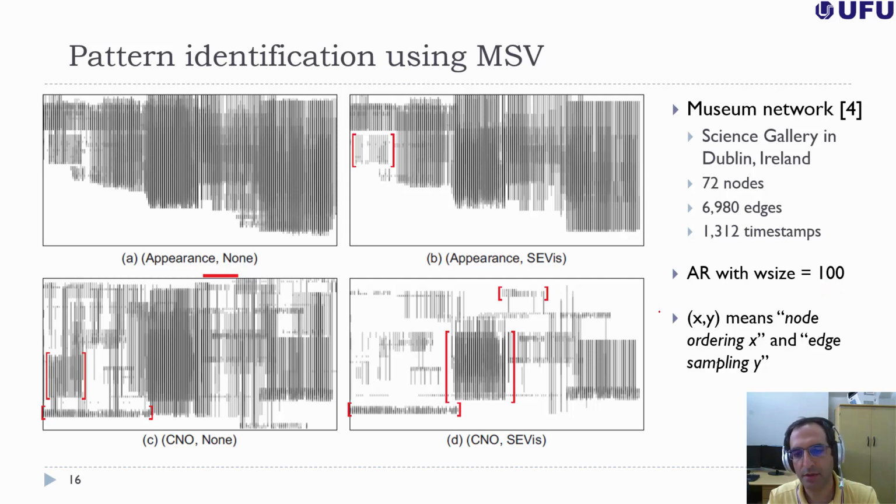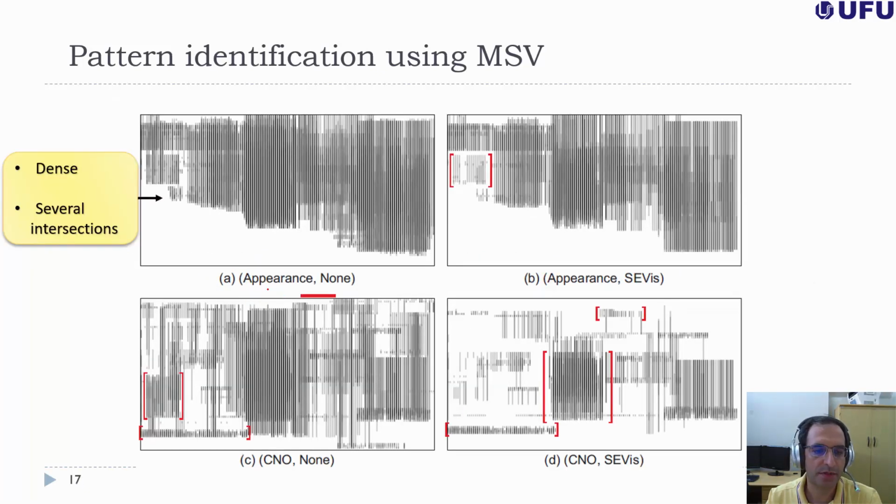So in each visualization, we use different approaches for node ordering. Here, for example, appearance and CNO, and also for edge sampling. Here, no edge sampling, SEVs, no edge sampling, and SEVs. Let's now discuss these four results and compare these visualizations. In the first case, we use appearance node ordering and no edge sampling. In this case, the visualization is very dense and with several intersections. It is very hard to perform a visual analysis using this network.